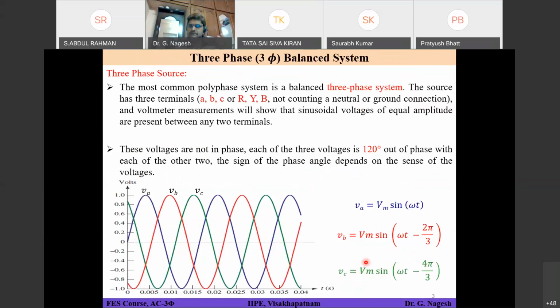If you have the same maximum value in all the three phases and there exists a 120 degrees phase shift, that means with respect to A, B is 120 degrees lagging, and with respect to B, C is 120 degrees lagging. If these two conditions are satisfied, then we call it a balanced source. So in the present scenario, we are seeing a balanced source.